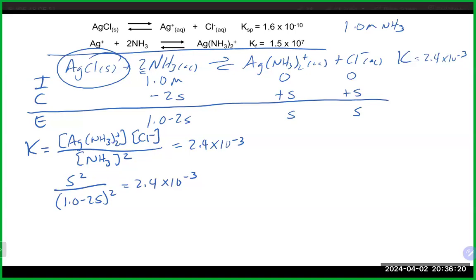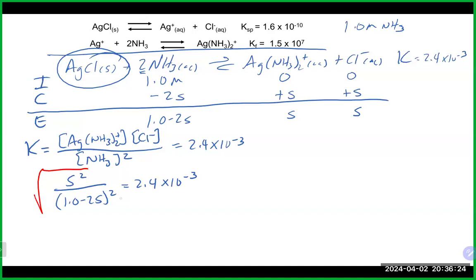That is a perfect square, so just some big old square roots on that thing would be a nice move. That's going to give us s on top. It will give us 1.0 minus 2s on the bottom. And we want to make sure we actually do take the square root there of our K value, which is 2.4 times 10 to the minus 3. That's going to give us, we'll call it, 9 times 10 to the minus 2.